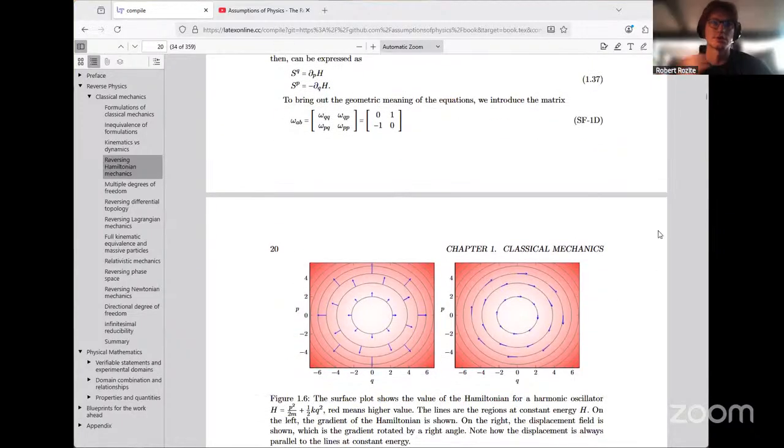To bring out the geometric meaning of the equations, we introduce the matrix omega sub AB. Should I read each entry in the matrix? No, it's fine, just leave it. So for me, it's just a note that again, these are all the possible permutations of the indices, and the fact that we're writing them down is important.